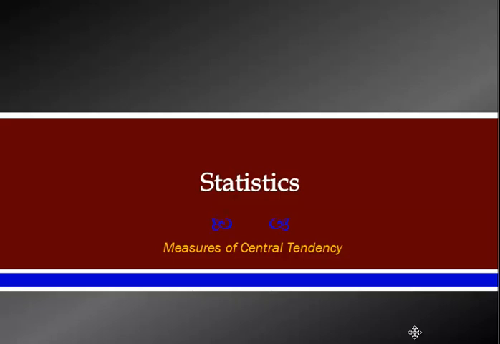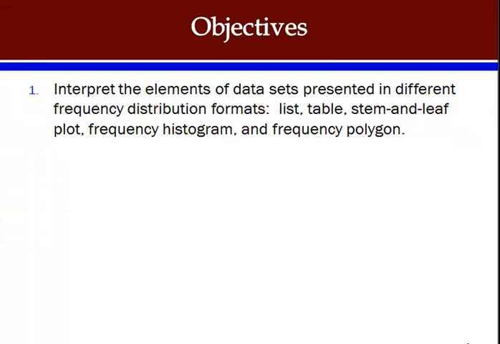In this lesson, we'll talk about statistics, and specifically we'll be talking about measures of central tendency. So here are our objectives. We're going to interpret the elements of data sets presented in different frequency distribution formats. These include lists, tables, stem and leaf plots, frequency histograms, and frequency polygons.